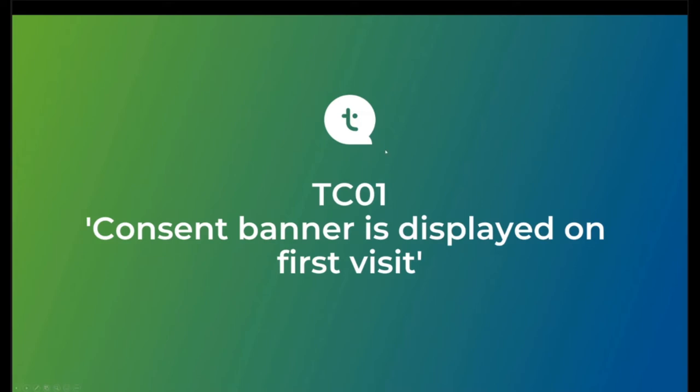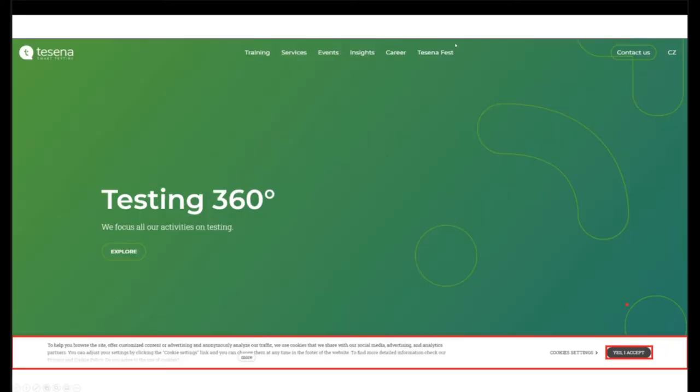So the first test case we prepared is the situation when you visit the homepage or the page, and you want to check that the consent banner, basically that annoying cookie pop-up, is displayed on your first visit. It looks like this. You have this page, then here on the bottom, you have that banner, and we are verifying that the button "Yes, I accept" is visible.